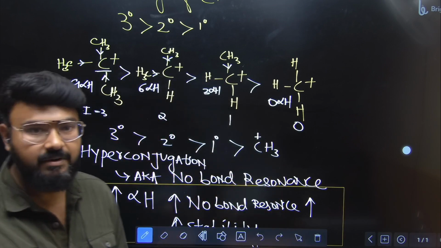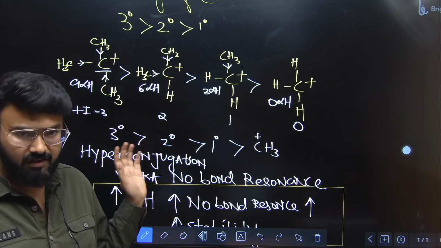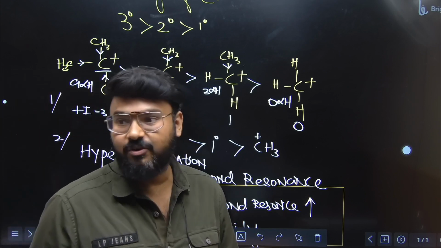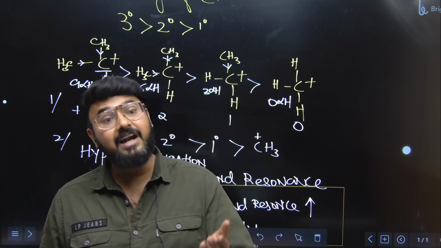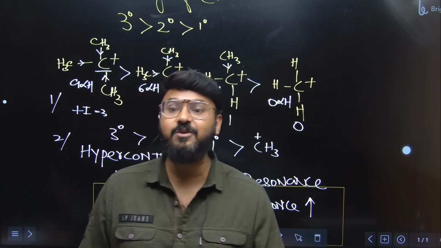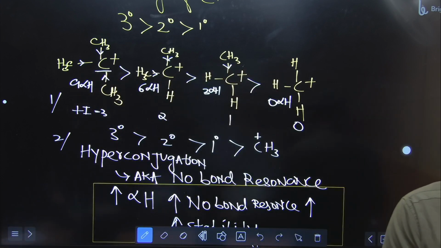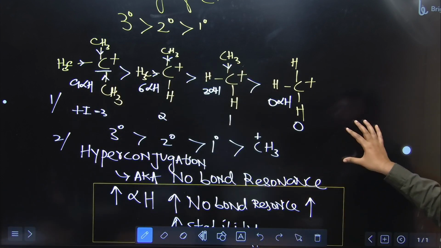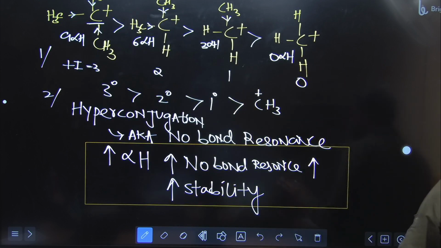Hyperconjugation is mostly not clear, I will explain it last time. Remember your Saytzeff rule. Have you heard of Saytzeff rule? Yes. So that Saytzeff rule is also based on hyperconjugation only. More substituted alkene is more stable. Yes, the Saytzeff rule is based on hyperconjugation only. Anyways, leave it. Guys, please finish writing this if you want to.